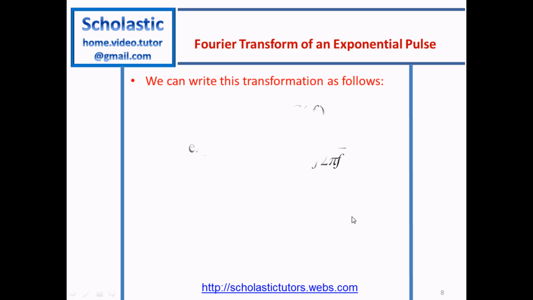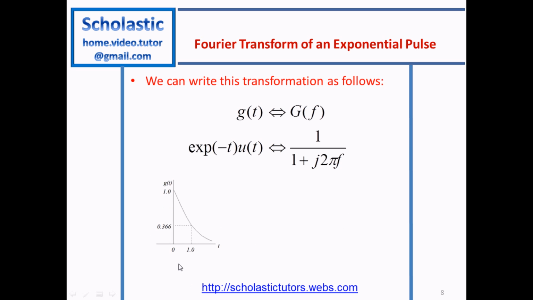In other words, we can write the transformation: g(t), exponential minus t u(t), will become G(f), 1 over 1 plus j2 pi f. Or else, the function in time domain will become a function in frequency domain, and this is the modulus of this function here. This is a complex number, but when you plot this one, you normally plot it as a modulus. So you can take some reference values, like we take f equal to 0, it will become 1. f equal to 1 by 2 pi, you can get this value 1 over root 2.